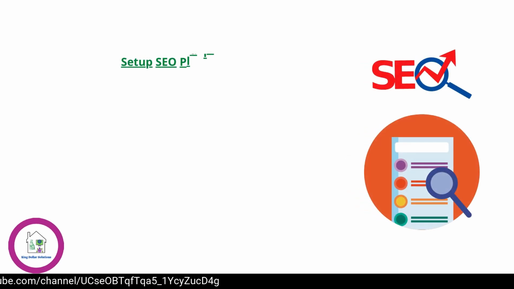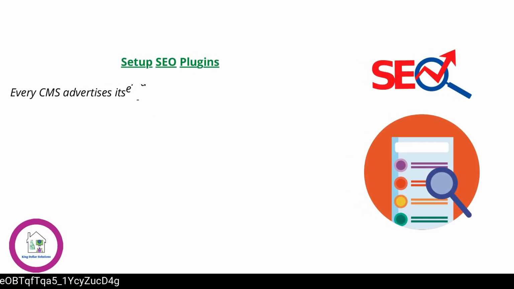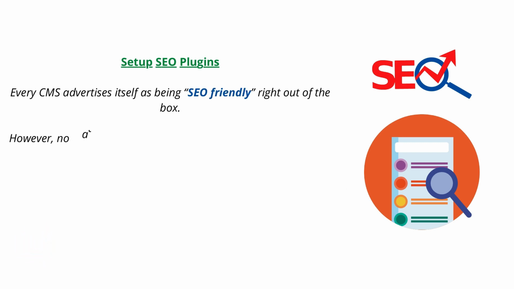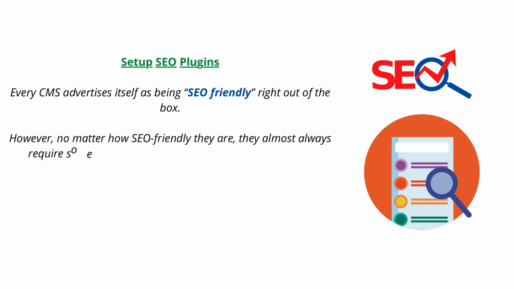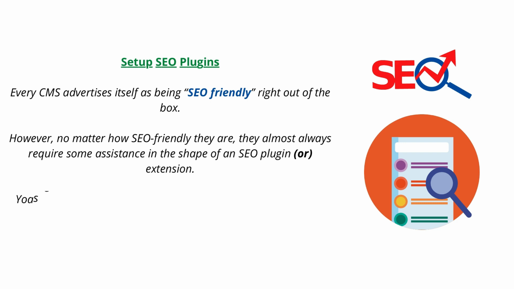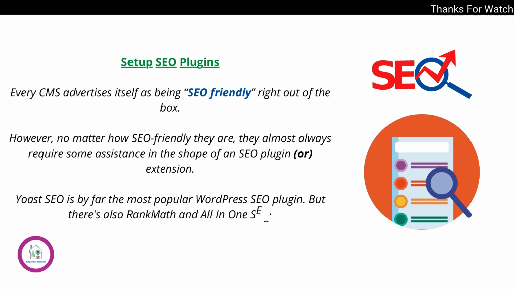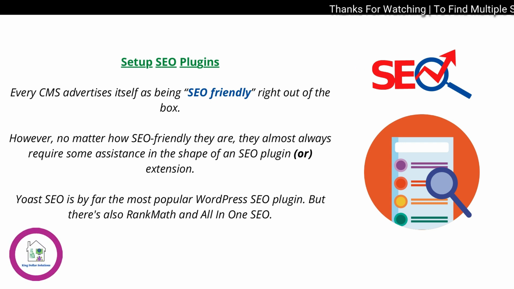Set up SEO plugins. Every CMS advertises itself as being SEO friendly right out of the box. However, no matter how SEO friendly they are, they almost always require some assistance in the shape of an SEO plugin or extension. Yoast SEO is by far the most popular WordPress SEO plugin. But there's also Rank Math, an all-in-one SEO.